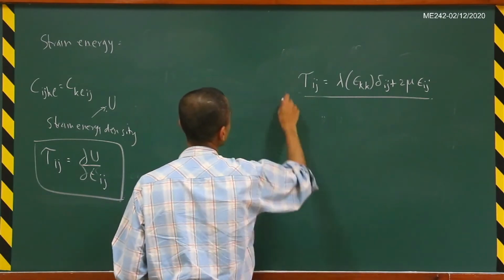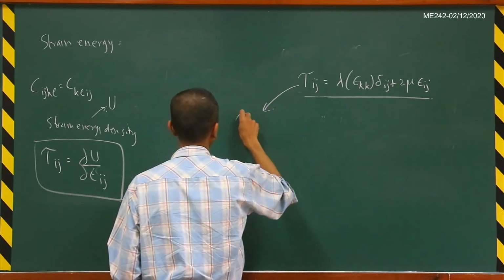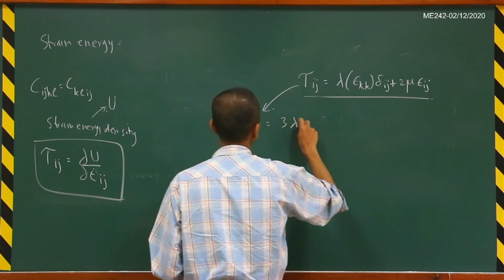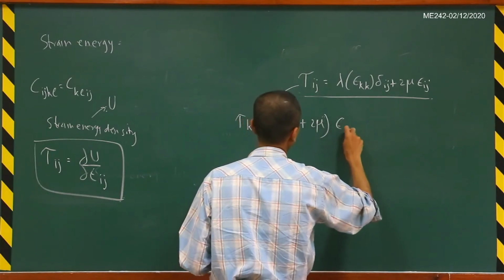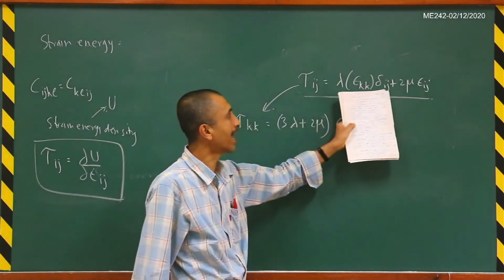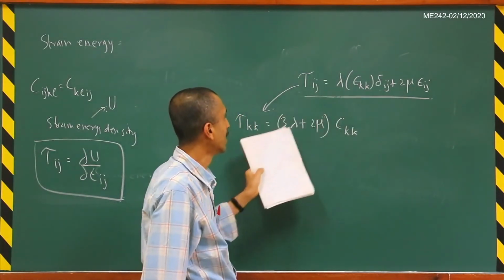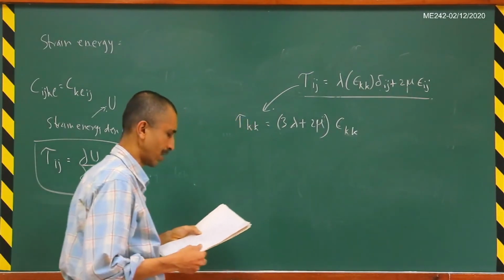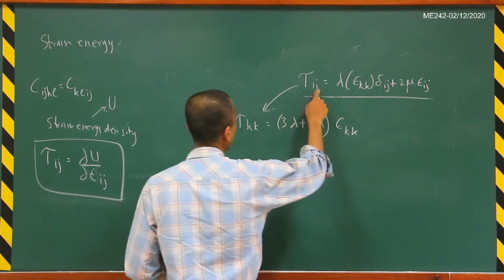So from this you will see that if you take the trace of this particular relation, then you will get tau kk is equal to 3 lambda plus 2 mu times epsilon kk. Right? That is basically because delta ii will be equal to 3, and so that is why you get 3 lambda, and then this 2 mu. So you can write this particular relation now.